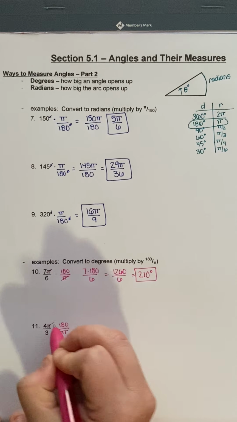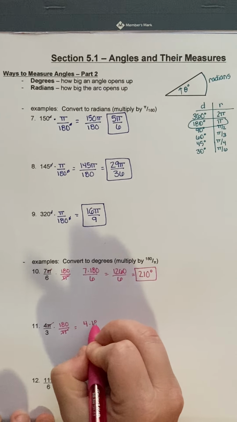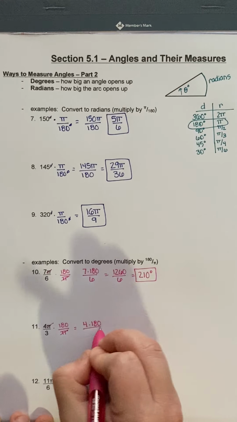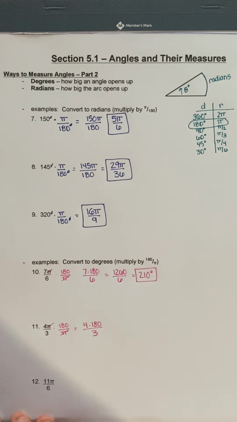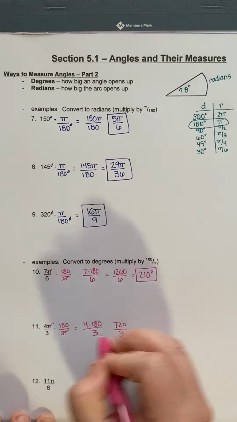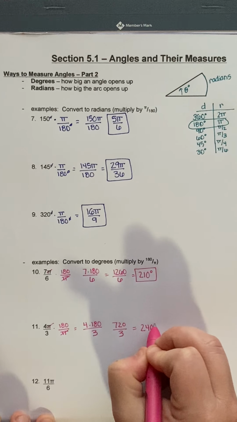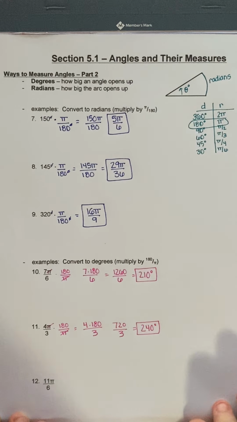Pi needs to be in the bottom, so these pi's will go away. So right here, I'm going to say 4 times 180, that's the numerator, just multiplying straight across, and all this gets divided by 3. So numerator, 4 times 180 gives me 720. Don't forget, 720 gets divided by 3. When I take 720 and divide by 3, that gives me 240 degrees.